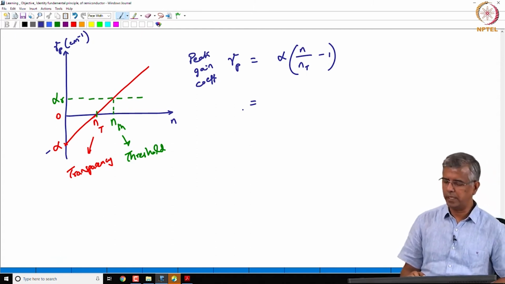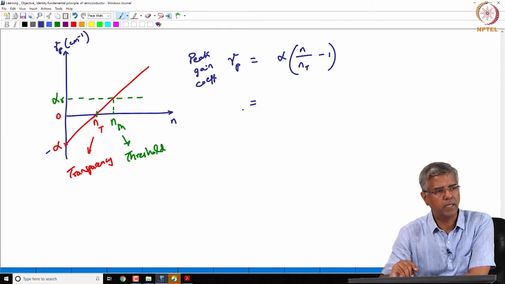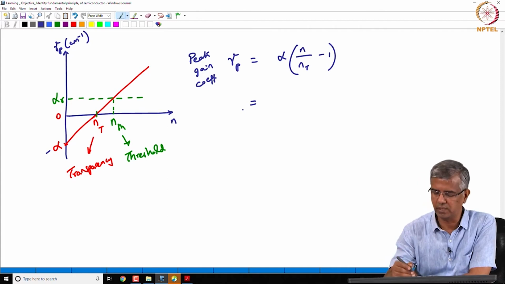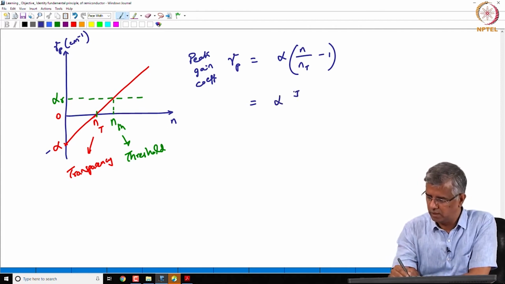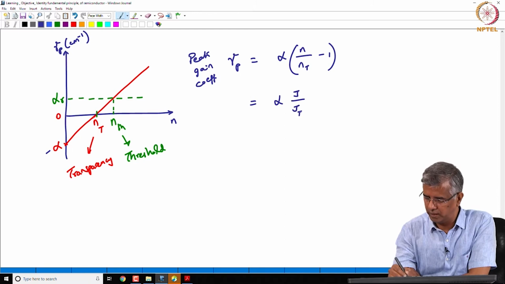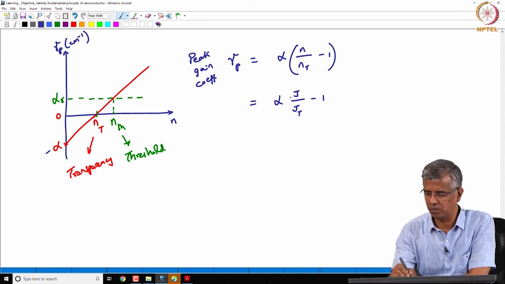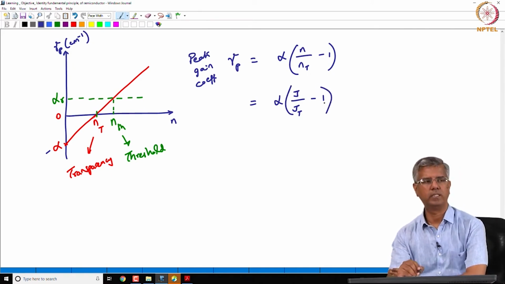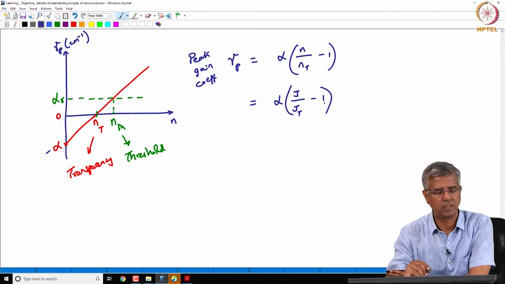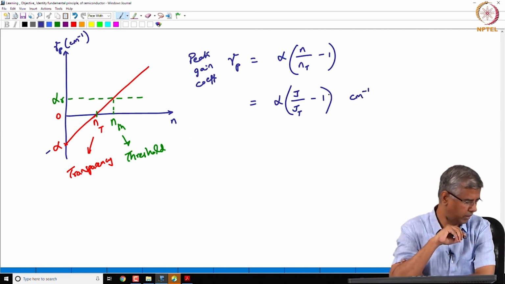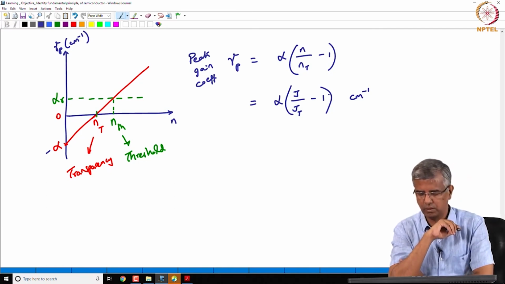And we know that the electron density is going to correspond to the current that is injected, or in other words the current density. So, you can write this as J over Jt, where J corresponds to the injected current density. Jt is a constant for a given material corresponding to the current density required to achieve transparency. That's a net gain of 0. Okay. So that is the expression for your gamma p, right.